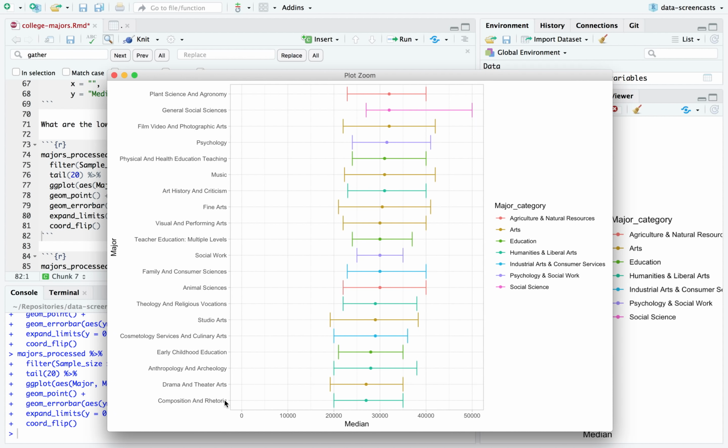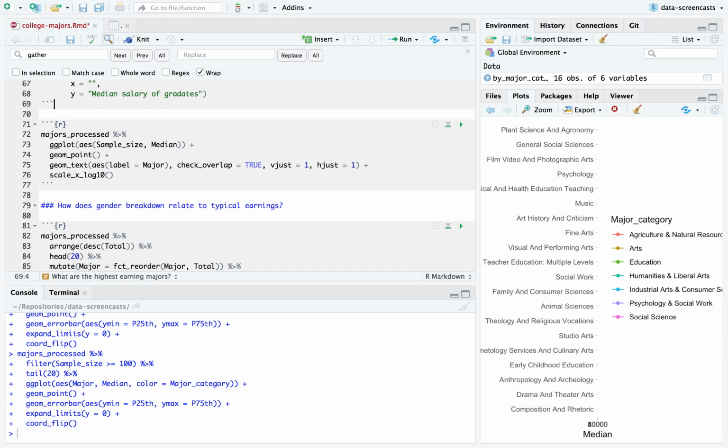Yeah, do I really need to know composition and rhetoric has a slightly lower one than drama arts? Plus, they're all just so close to each other. I would probably drop this one. I might drop the other one. I'm going to go ahead and remove lowest earning majors.